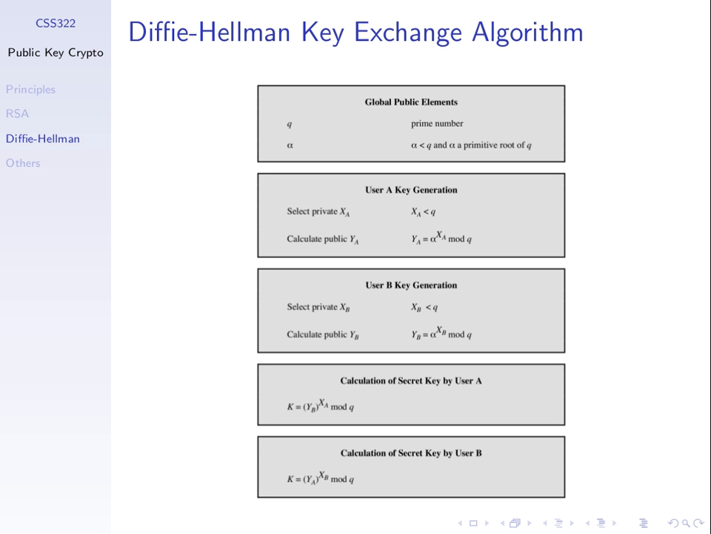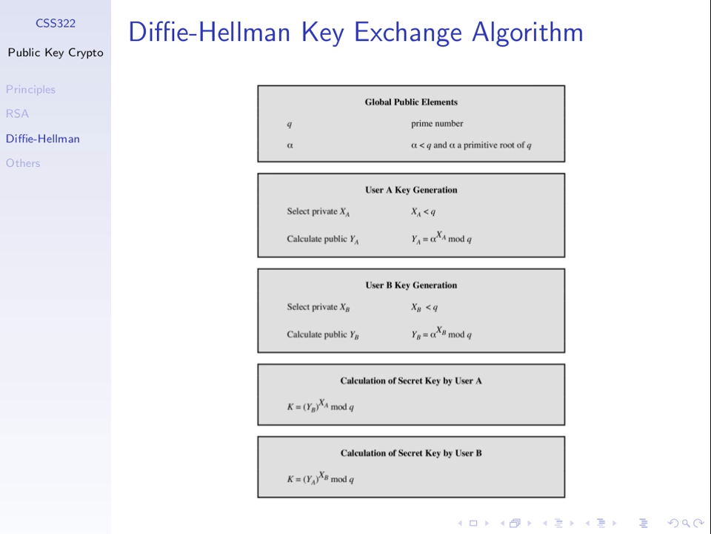We know that user A calculated YA from alpha to the XA mod Q. Now we're getting closer. We know alpha. We know Q. We know YA. Find XA. So we've got an equation with 4 variables, and we want to find one of them.